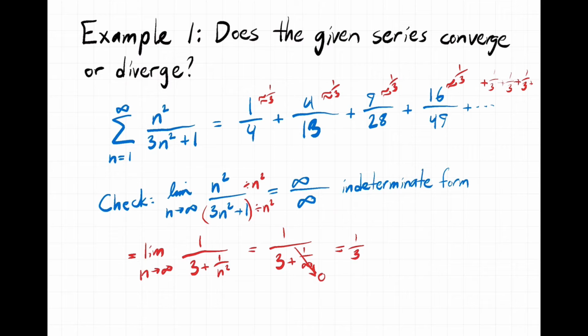And if you keep on adding up infinitely many copies of numbers that are close to 1/3, what will you get? Well, if I take steps that are 1/3 of a foot every single time, but I do that forever, I'm going to go infinitely far. This series diverges. Since 1/3 is not equal to 0, we know the series diverges.